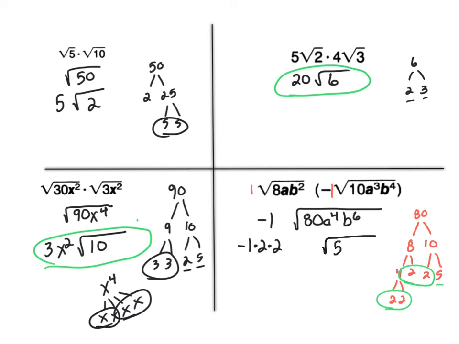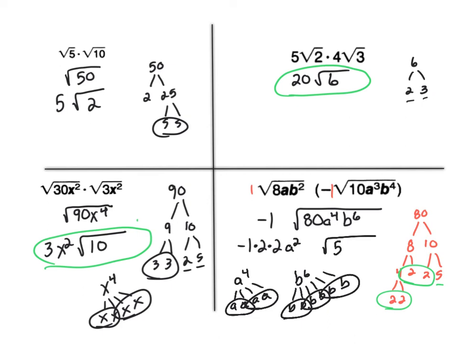And then we go to a to the fourth. How many pairs can I pull out of a to the fourth? Well, I have 2 pairs, so that would give me a squared. And again, if you're unsure, a to the fourth means a times itself 4 times. So I have 2 pairs, so a squared. Then b to the sixth, how many sets can I pull out of b to the sixth? So I have 6 b's. 1, 2, 3 pairs. So b to the third power. I don't have any a's left over that don't have pairs. I don't have any b's left over that don't have pairs.